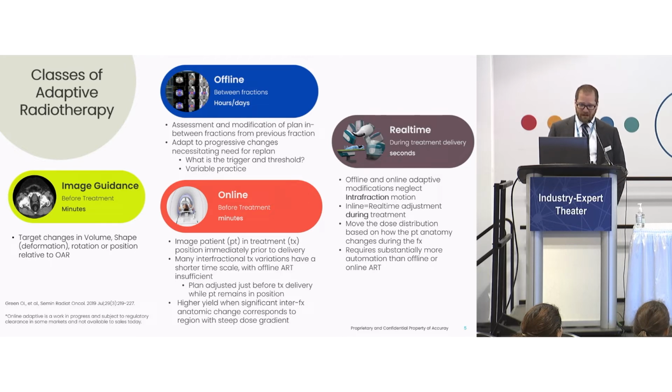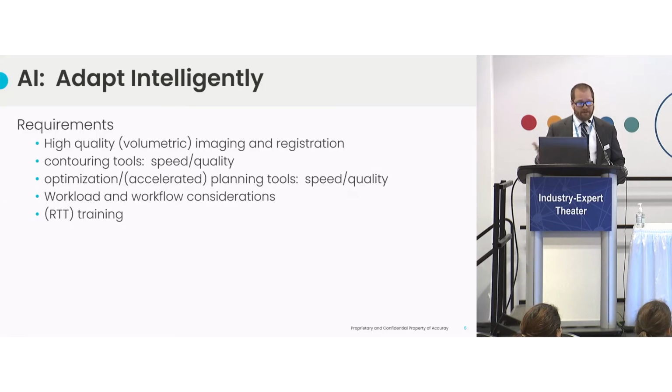So offline and online adaptive modifications neglect intra-fraction motion. So real time or inline adjustments occur during treatment, and one moves the dose distribution based on how the patient's anatomy changes during the actual treatment, and it requires substantially more automation than offline or online adaptive. The requirements of adapting intelligently involve high-quality volumetric imaging and registration, and then really paying attention to contouring and optimization tools that prioritize speed and quality. There are workload and workflow considerations that are not trivial, as well as training.